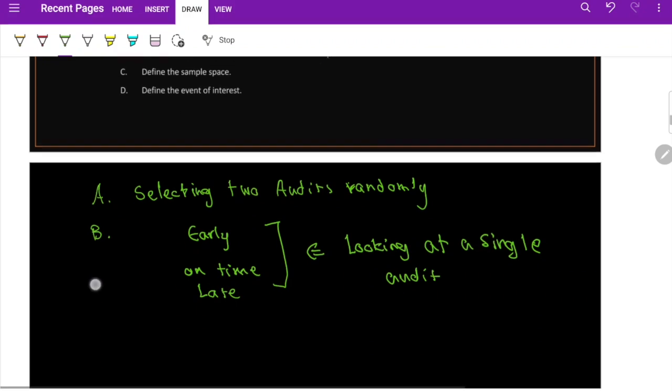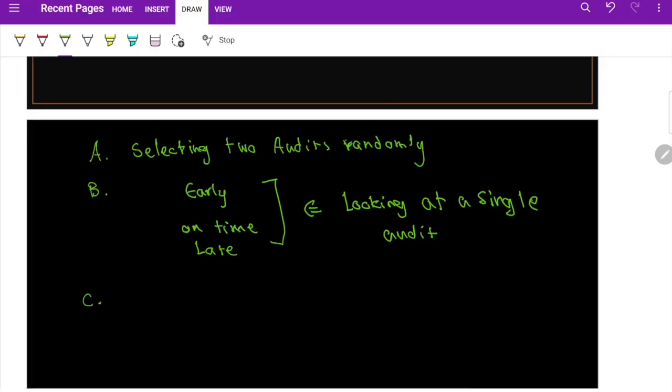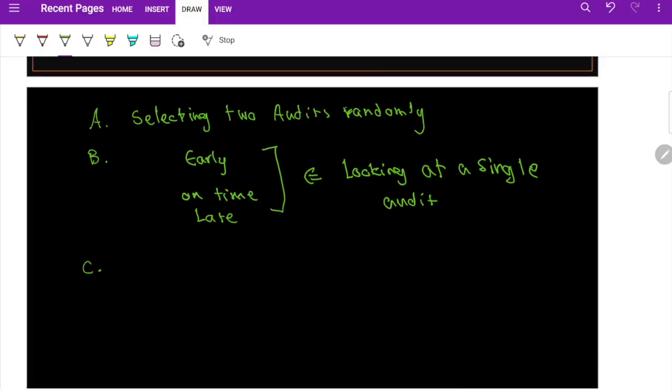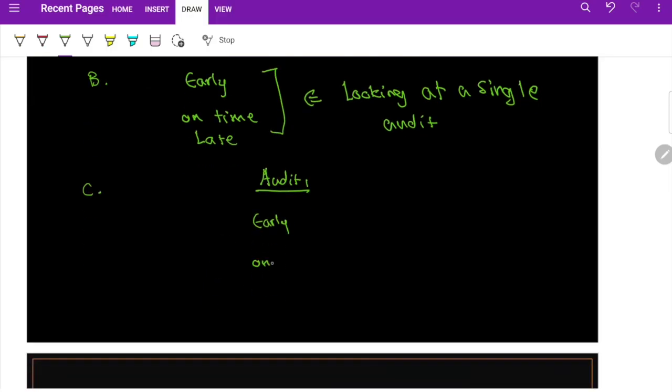Because when we list the sample space and see the sample space, now we look at the whole experiment. The whole experiment, we have two audits. So the audit one, we may get early or on time or late. So this is not the end of the experiment. This is part one. Part two, we have to continue because audit two, still we have to do audit two, right? And again, audit two, I mean, we are going to make the tree now.